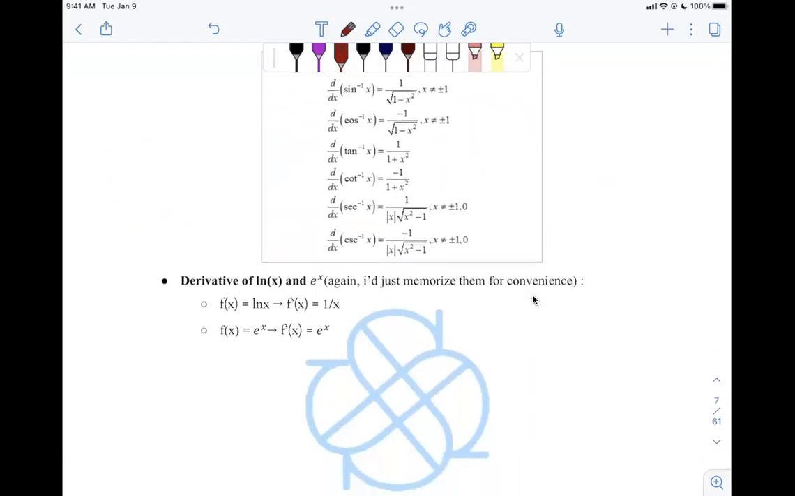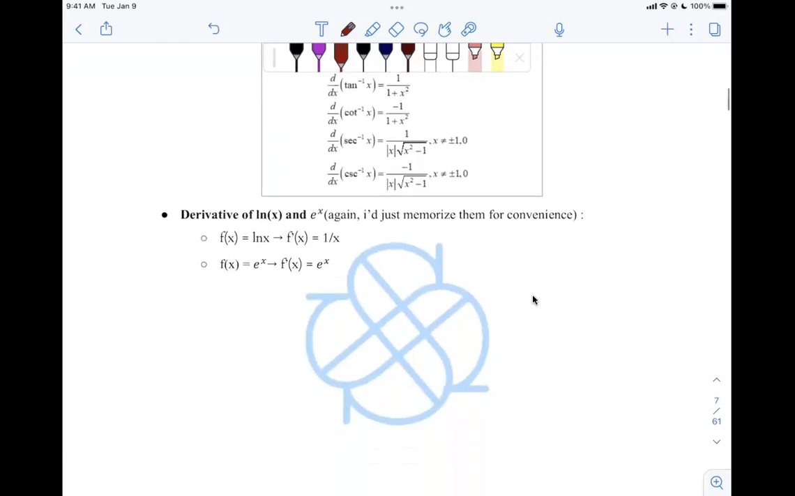Derivative of the natural log of x is 1 over x, and the derivative of e to the x is e to the x. Those are good ones to keep memorized. They're very important.